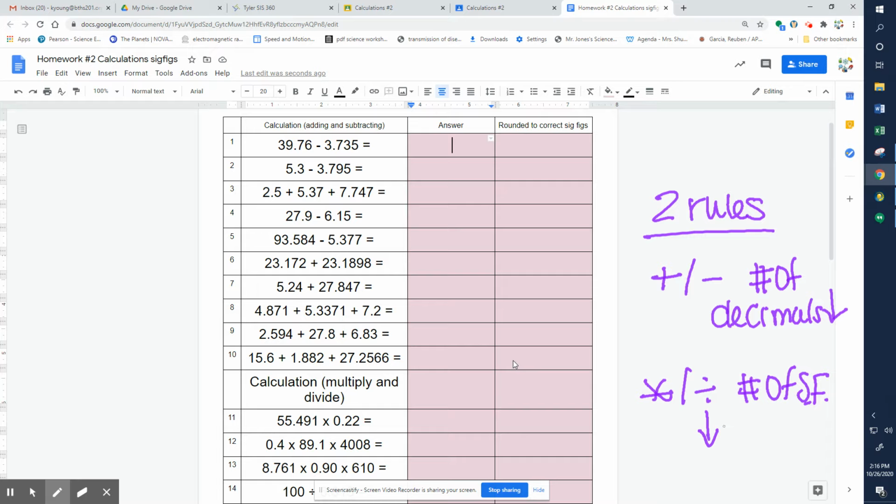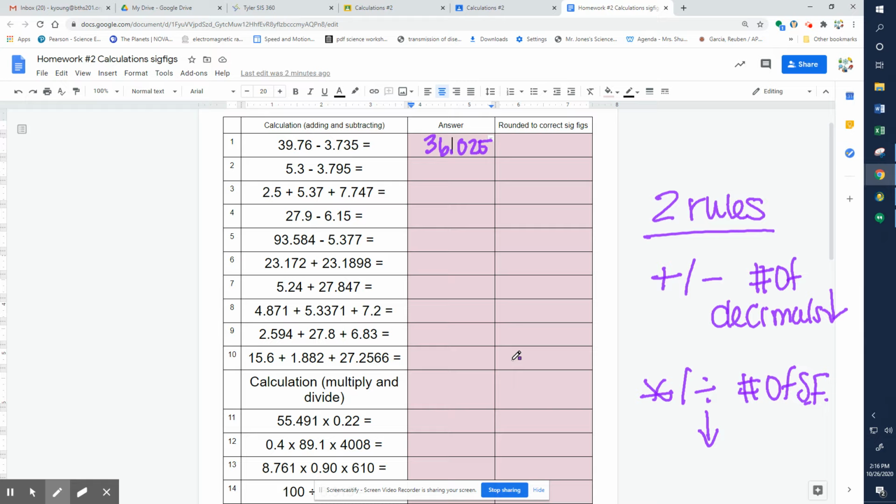So for number 1, I've gone through all of these, and I'm just going to do the calculation. 39.76 minus 3.735. Your answer should be 36.025. That's just using our calculator. Now we have to round to the correct number of sig figs.